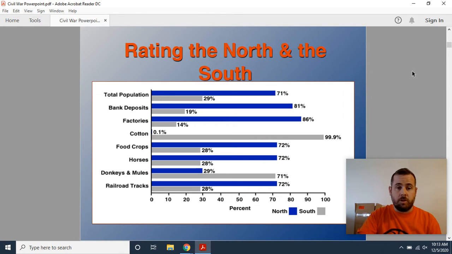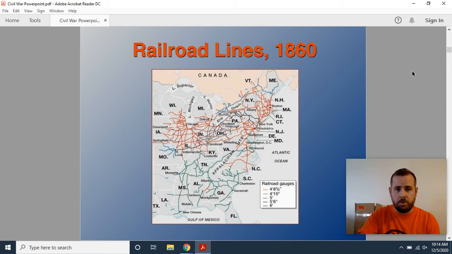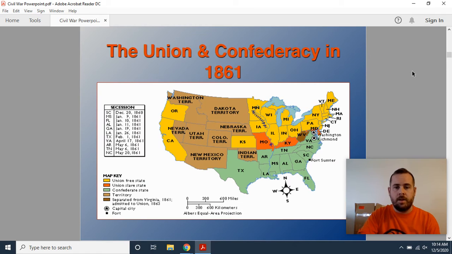Population, crops, horses, bank deposits, factories, all with big northern advantages. The North is always referred to as the blue, and the South, because of their uniforms, was referred to as the gray. Railroads, you can see a much more extensive network for the North than the South.